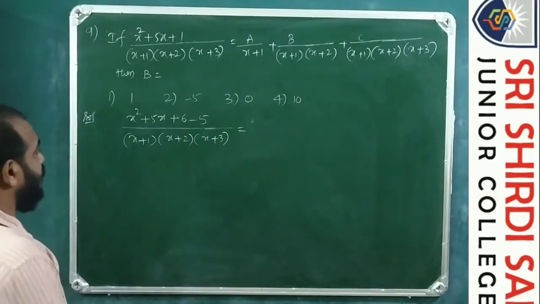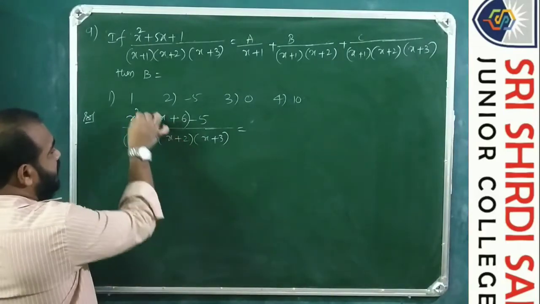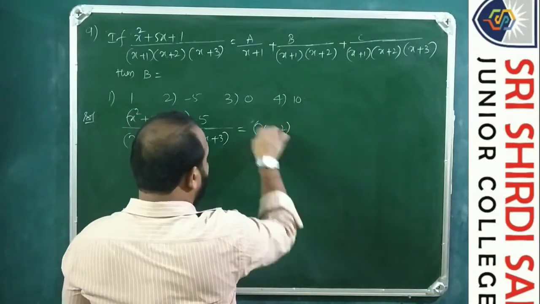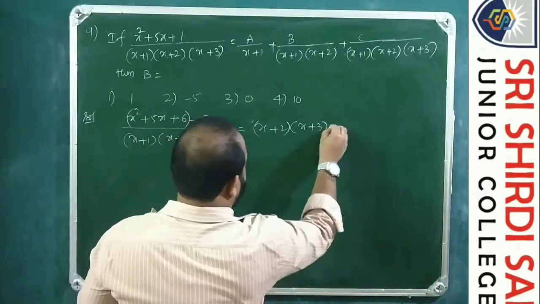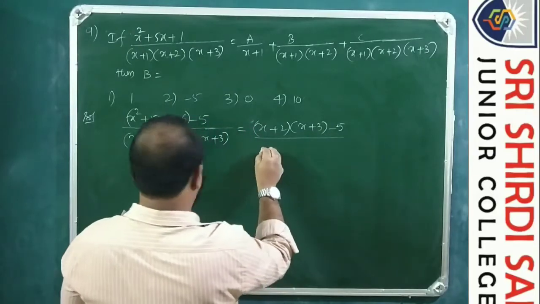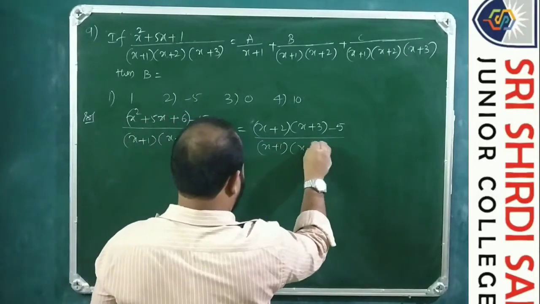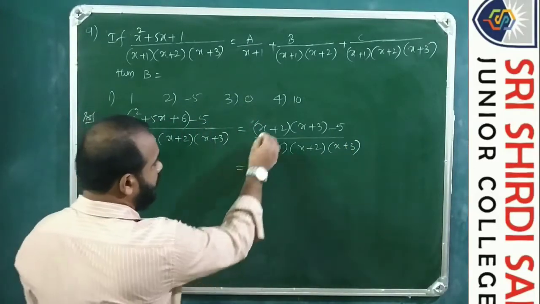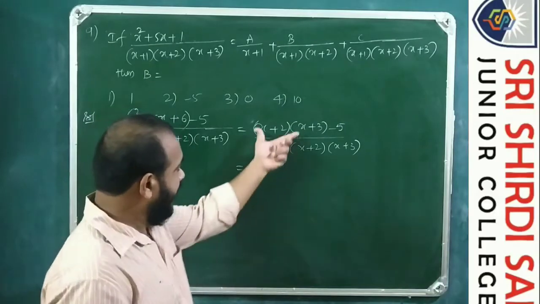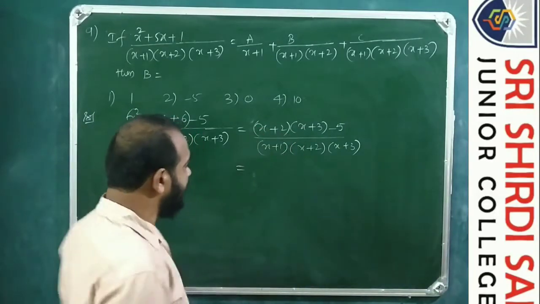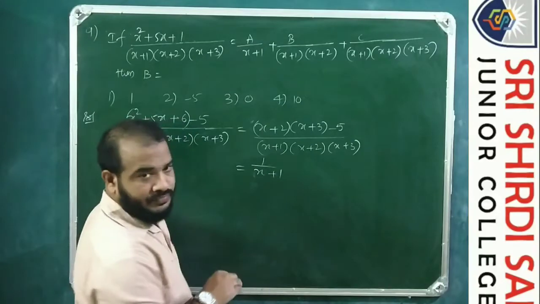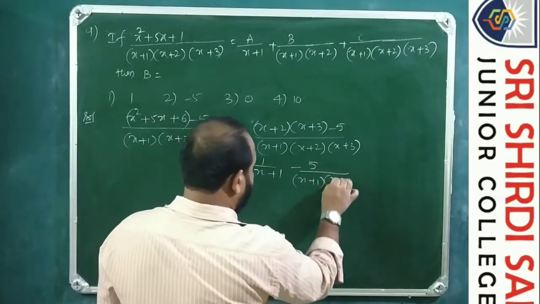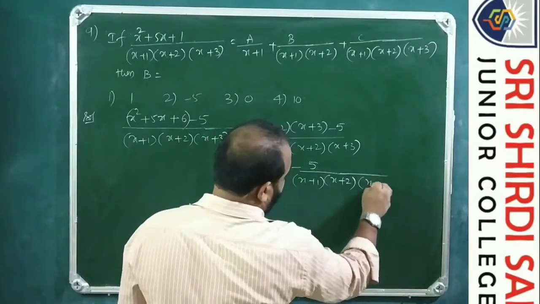So this is equal to x square plus 5x plus 6, the factors for which are (x plus 2) into (x plus 3). So (x plus 2) into (x plus 3) minus 5 by (x plus 1) into (x plus 2) into (x plus 3). So this is equal to, now divide (x plus 2) into (x plus 3) by this, it is 1 by (x plus 1), minus 5 by (x plus 1) into (x plus 2) into (x plus 3).